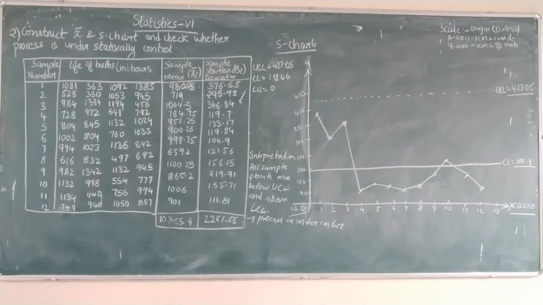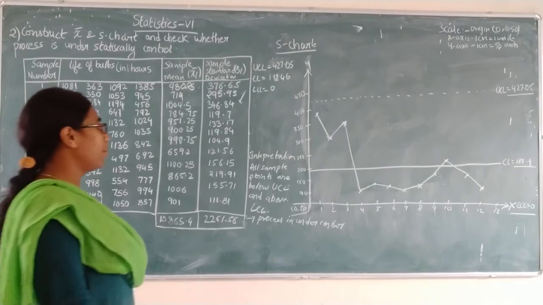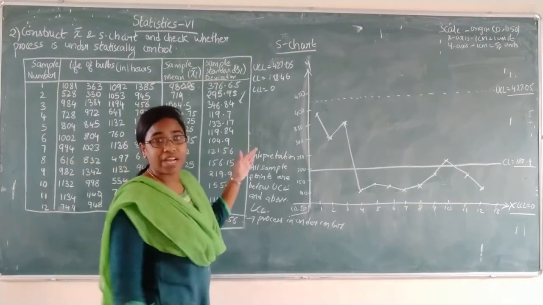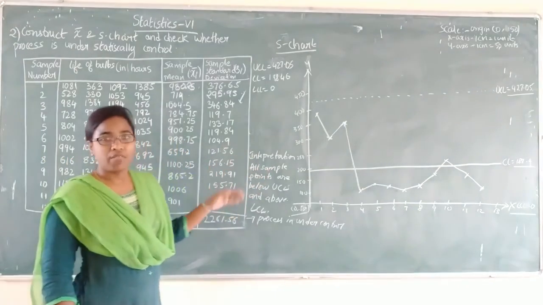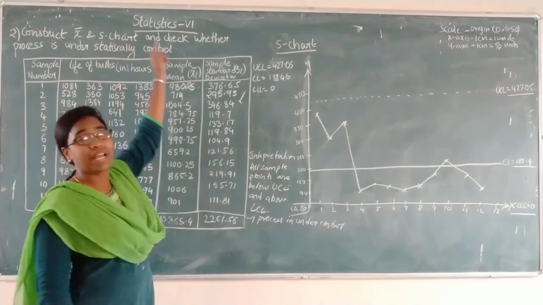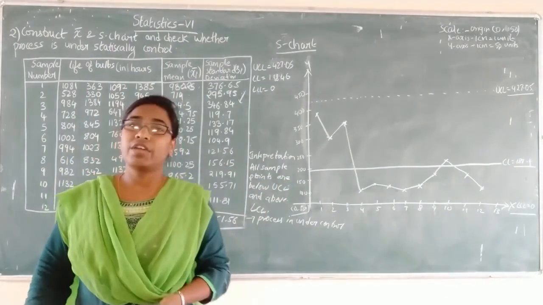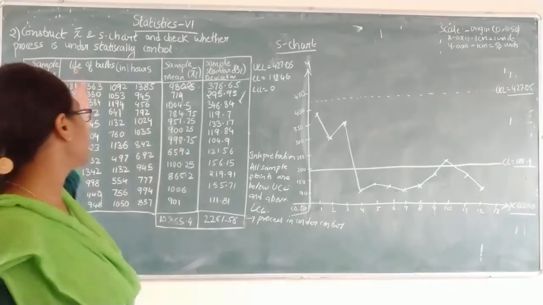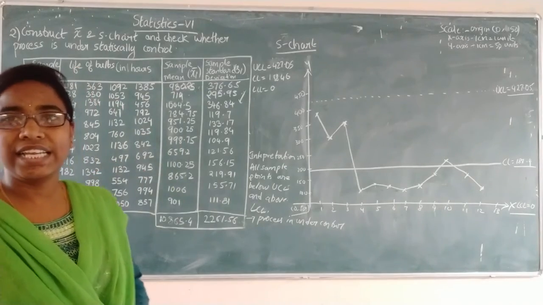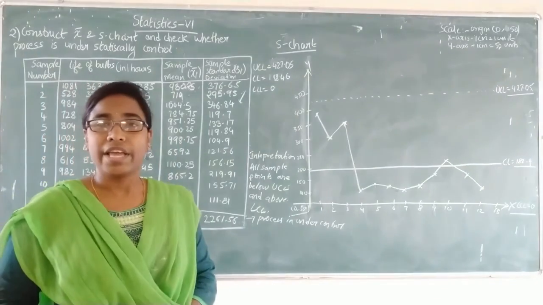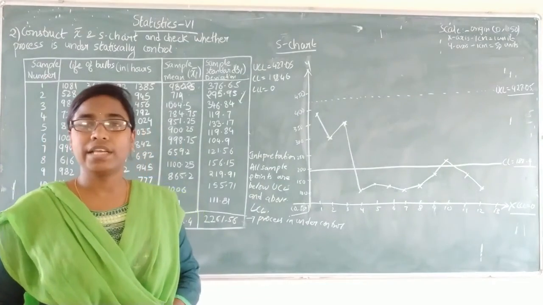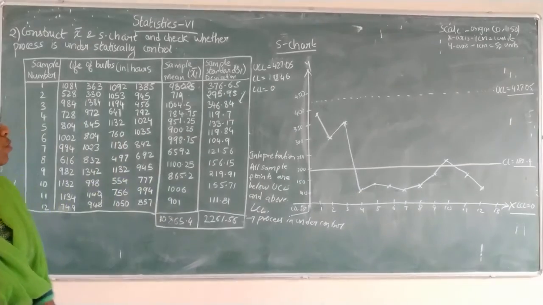So in the interpretation, what will we write? We will write it as the final conclusion. Therefore, the X bar chart and the S chart both are under control. So therefore, the production process is statistically under control. Be careful while writing the conclusions because mostly the conclusions are the main important thing.